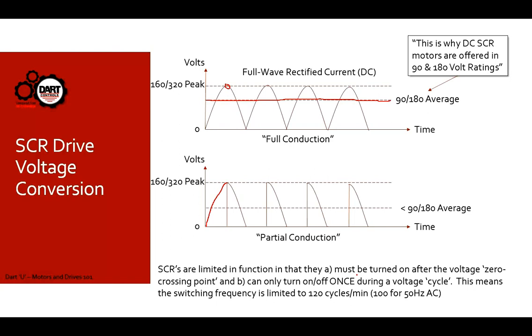So they have to be turned on after what's called the zero crossing point, and they can only be turned on and off once during a voltage cycle. So that means the switching frequency is going to be limited to about 120 cycles a minute for 60 hertz power, and it's 100 times for 50 cycle power. What's the big deal about that? Well, it actually can produce some hum from the motor. Depending on the application, that may not be desirable.